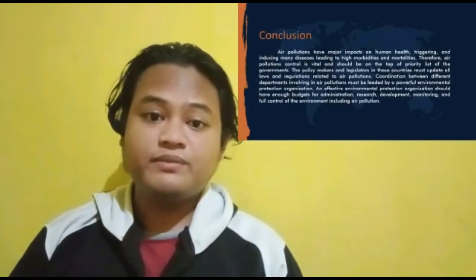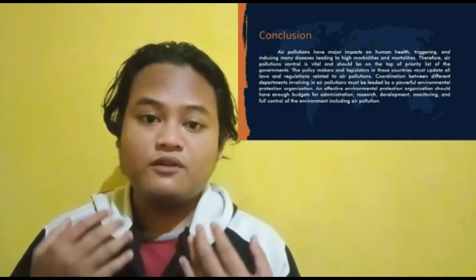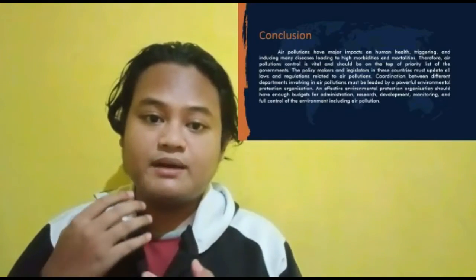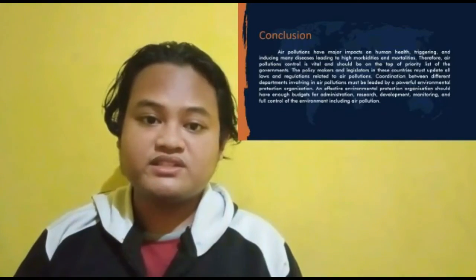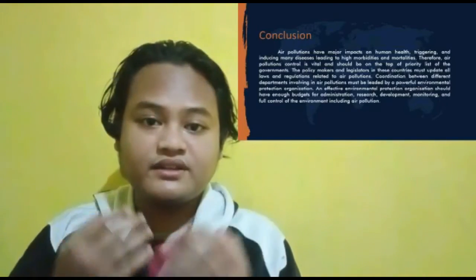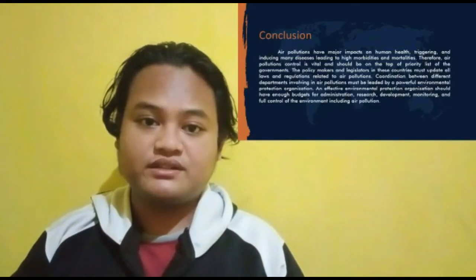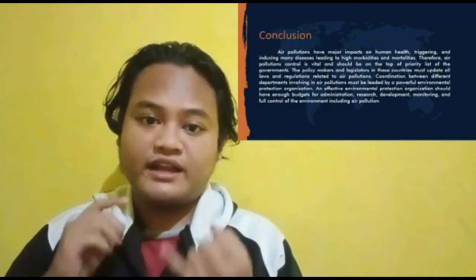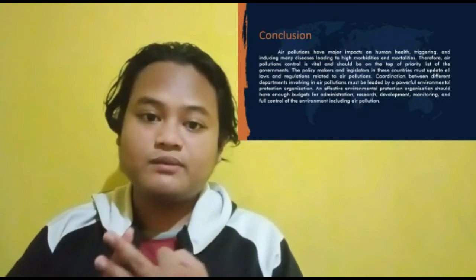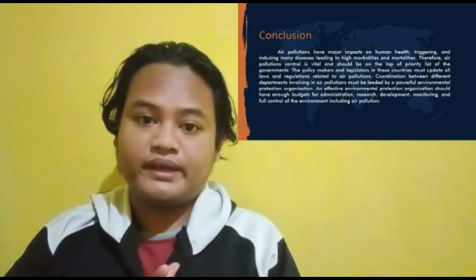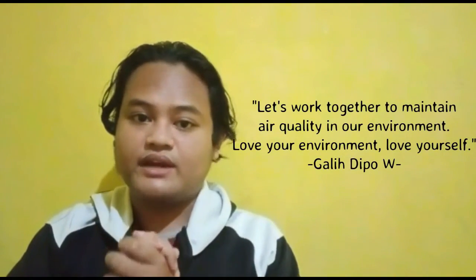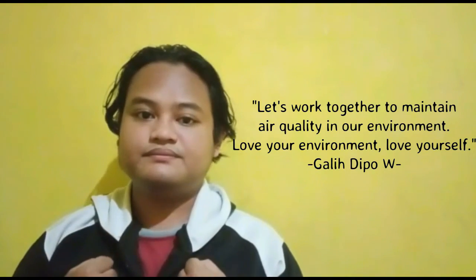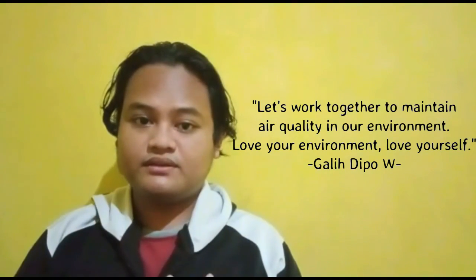So, coordination between the different departments involved in air pollution must be led by a powerful environmental protection organization. An effective environmental protection organization should have enough budget for administration, research, development, monitoring, and full control of the environment, including air pollution. And I have a message for all of us. Let's work together to maintain air quality in our environment. Love your environment, love yourself.